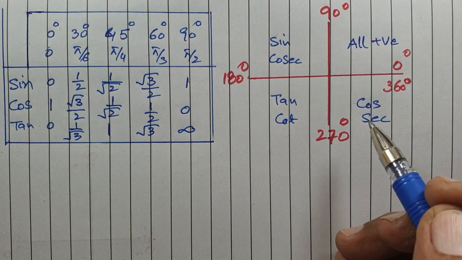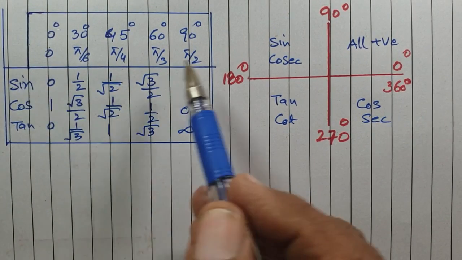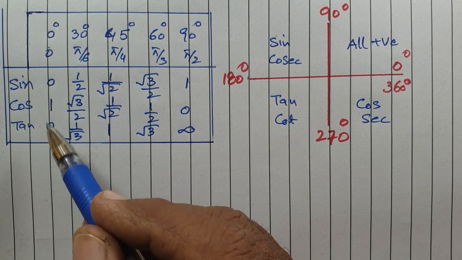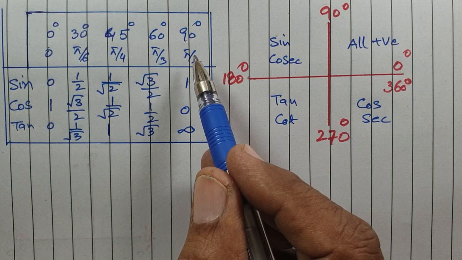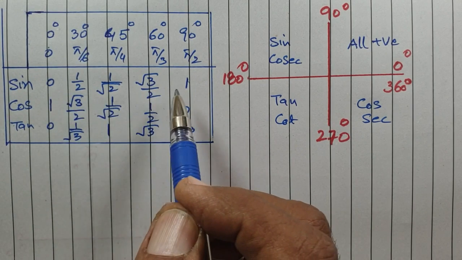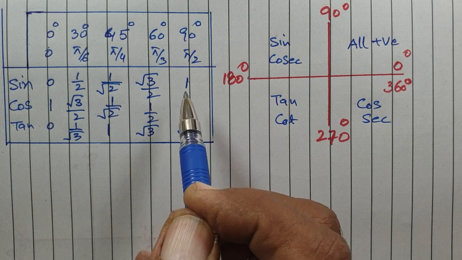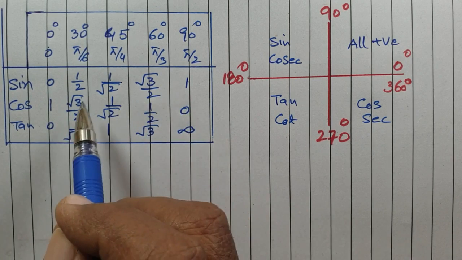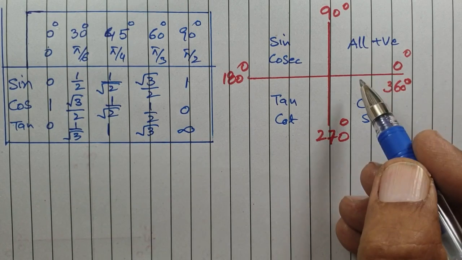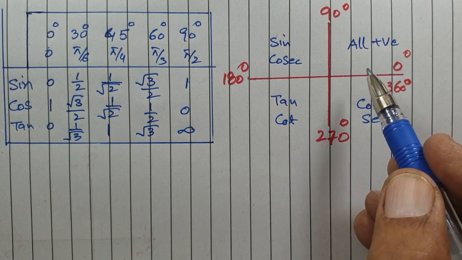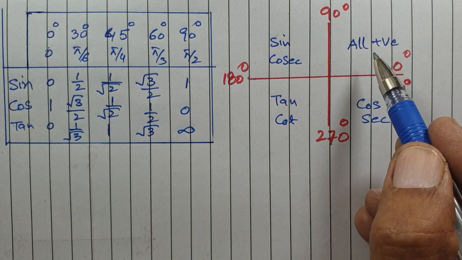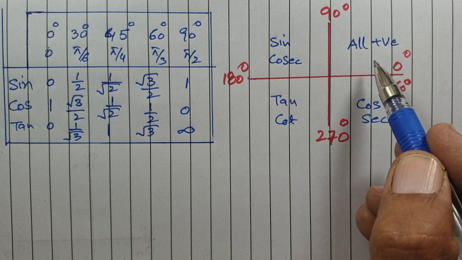Hello my dear viewers. This is the table of values of sine, cos and tan from 0 to 90, and these values run from 0 to 360 degrees. These five values, sine, cos and this tan. This is a quadrant table. In the first quadrant from 0 to 90, all are positive, meaning sine, cos, tan, all are positive here.